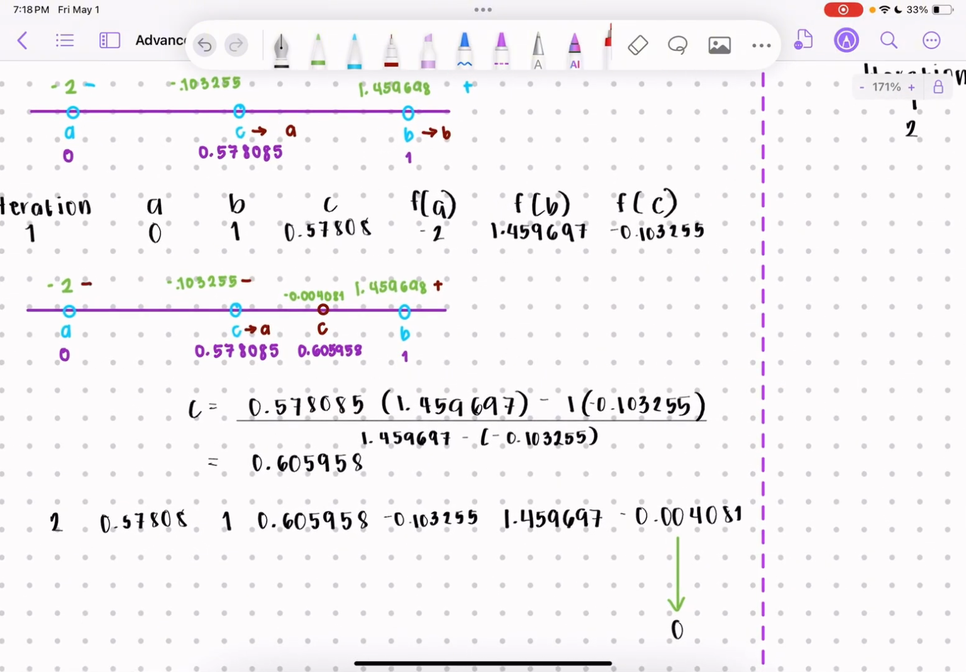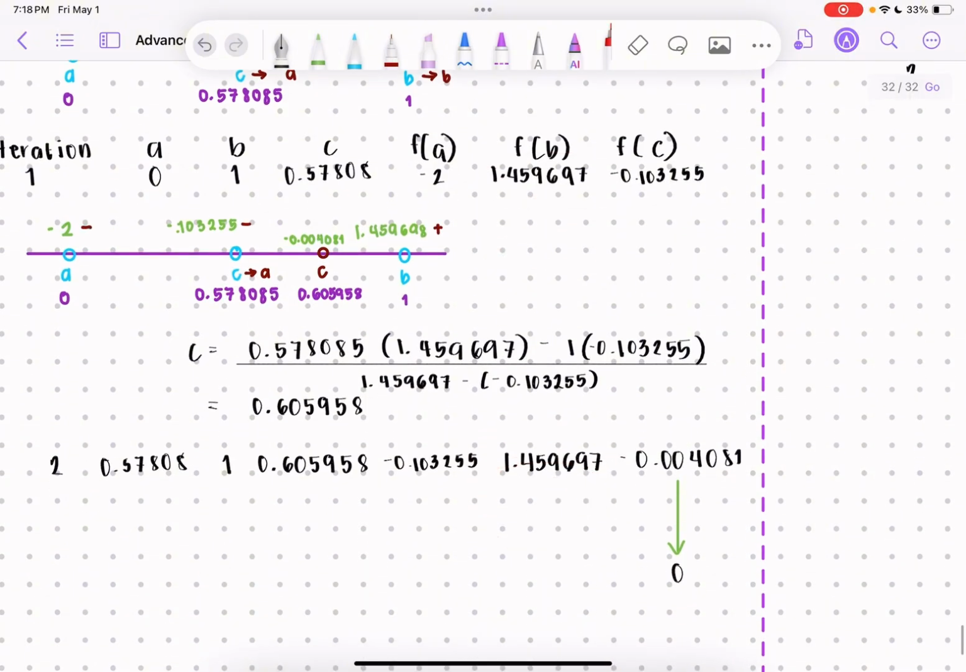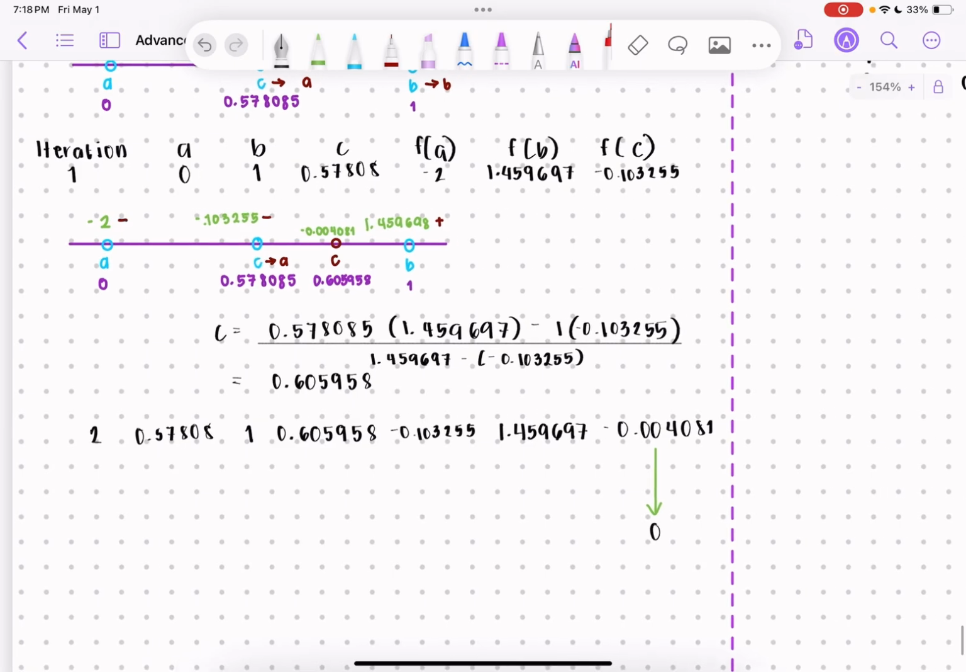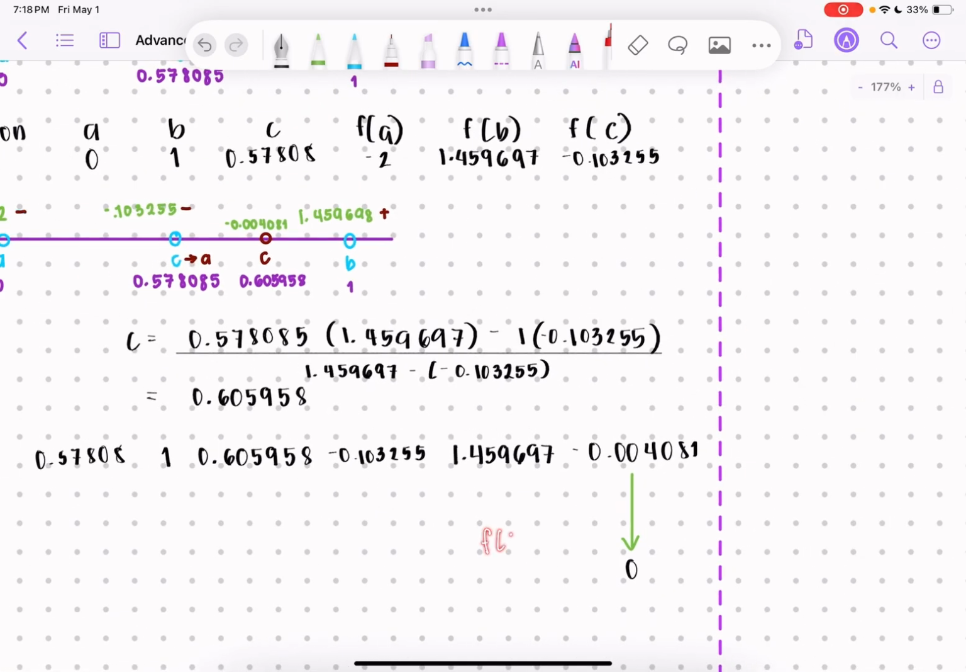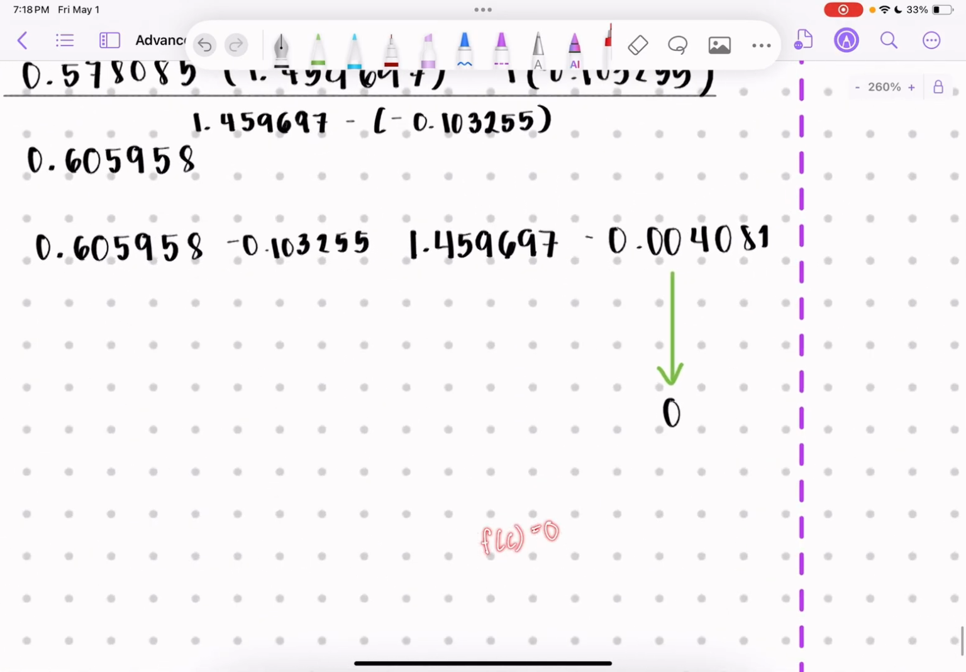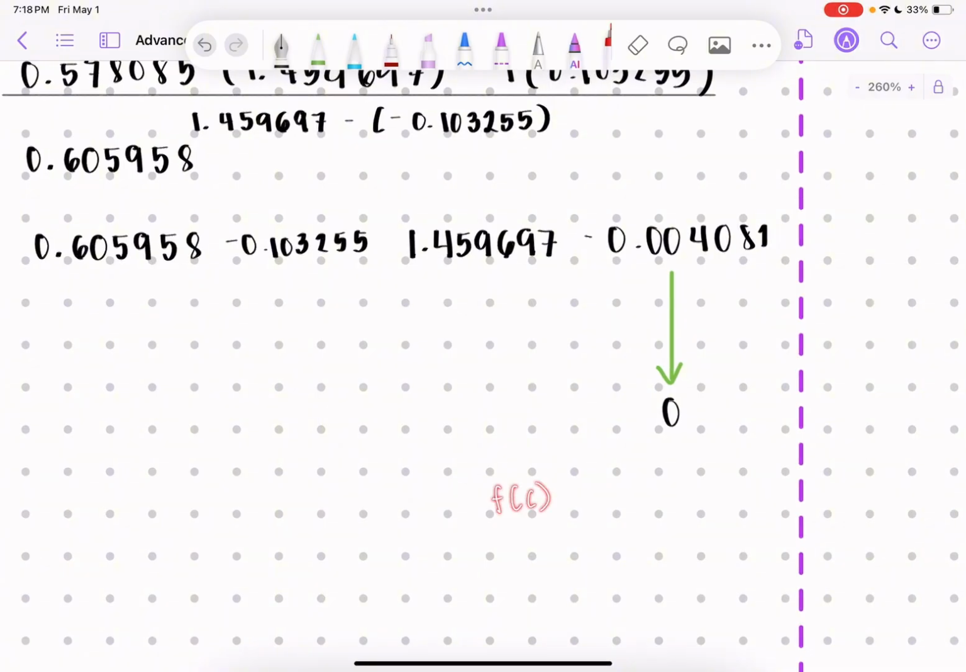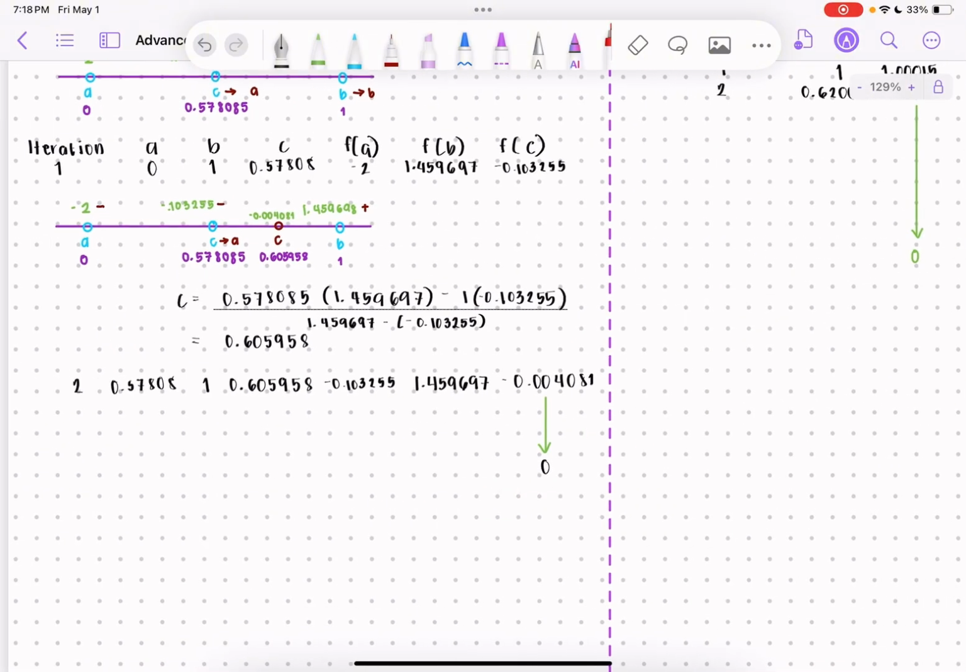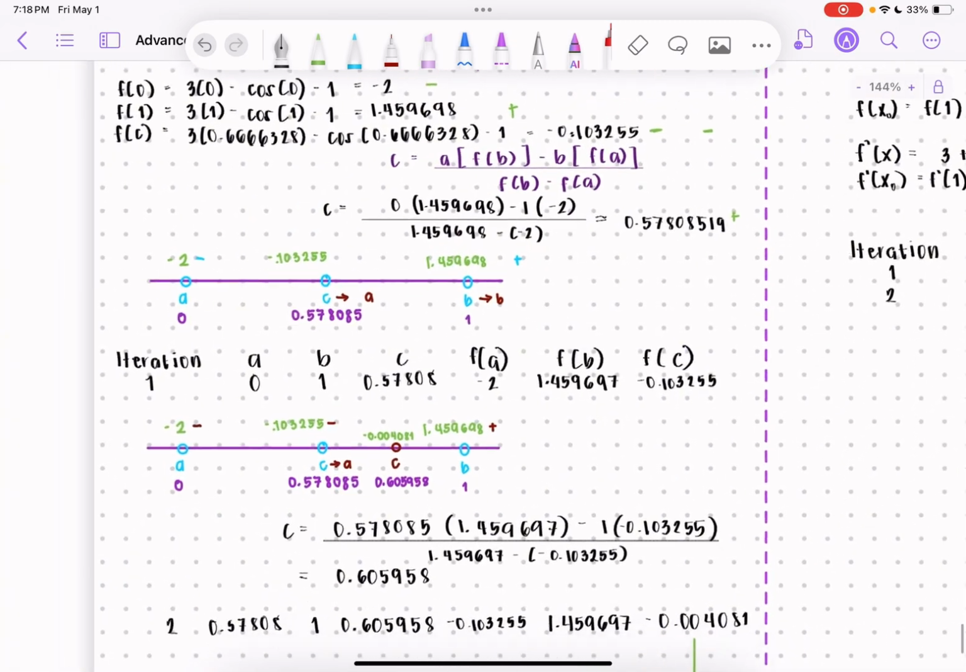So in our table here, I just simply copied what we solved from the first iteration. As you can see, since our A is from the previous C, our F of C will also be our F of A. And since we did not change the value of B, our F of B will be the same as the one right here. Now we're going to continue doing this again and again until our F of C is equal to 0, or if our F of C is approaching 0. Now, to do this faster, we are going to use Excel.